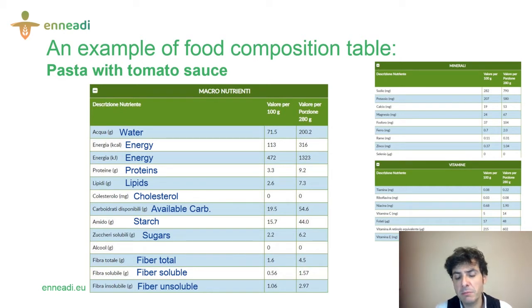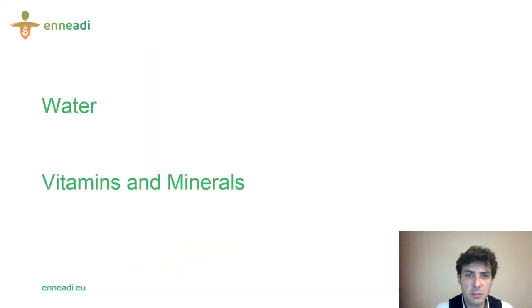The side part of the picture represents two small parts of the table describing the content of minerals and vitamins, those micronutrients essential for our life that are contained in most foods. Let's say a few words about water, vitamins and minerals, those we define as non-caloric nutrients.